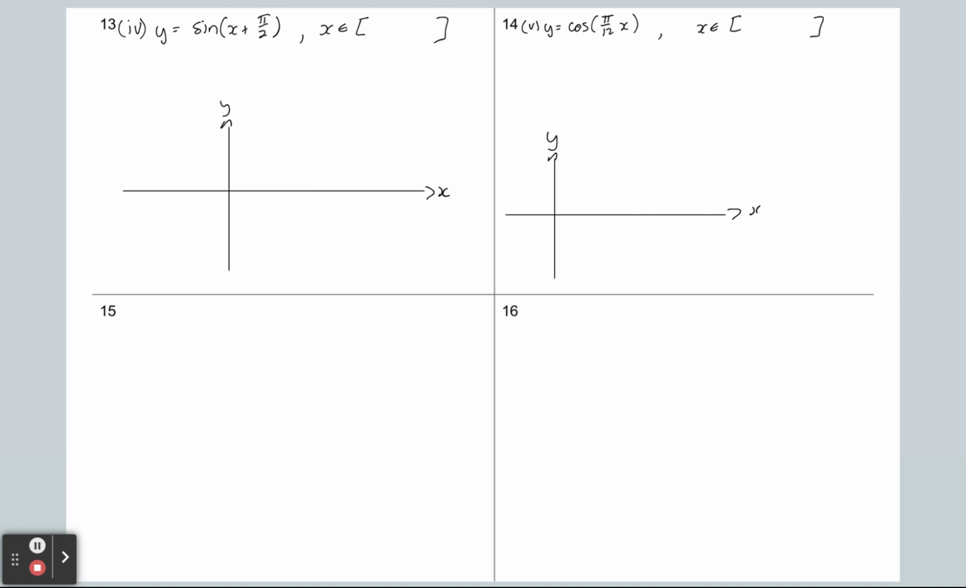Here we have a phase shift, sine of x plus pi on 2. Now, we know what the phase shift does. Because it's plus pi on 2, we know the graph has shifted to the left.